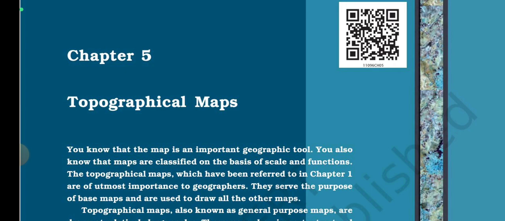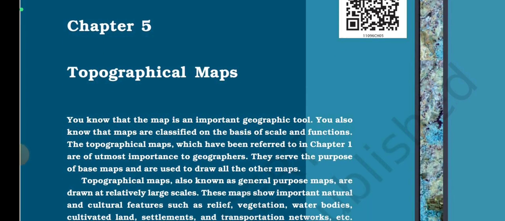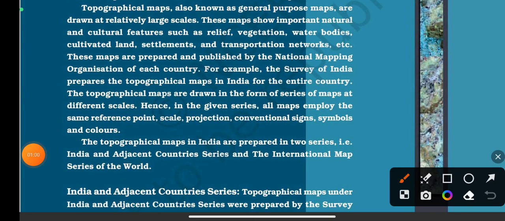The topographical maps, which have been referred to in chapter 1, are of utmost importance to geographers. They serve the purpose of base maps and are used to draw all the other maps. Okay, so topographical maps are the base maps. Topographical maps, also known as general purpose maps, are drawn at relatively large scale. So topographical maps are large scale maps.